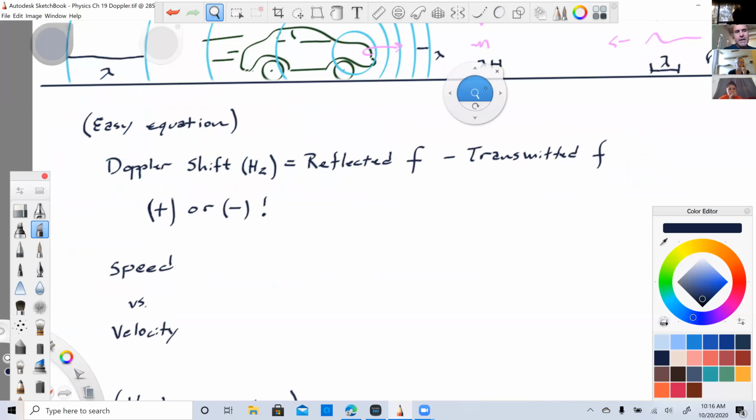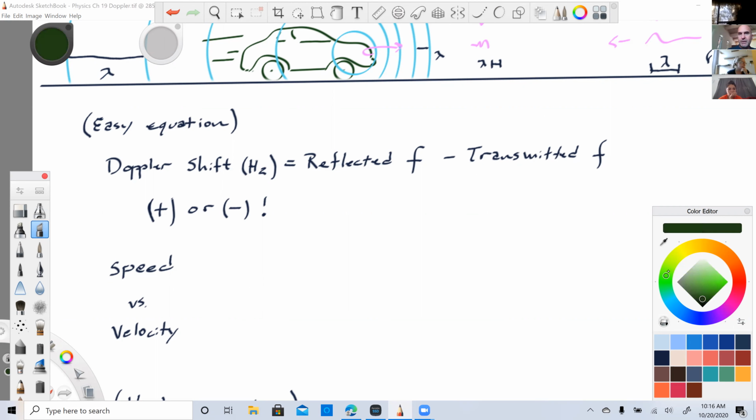So we have an easy equation, and then we have a harder equation. The easy equation is simply Doppler shift is equal to the reflected frequency minus the transmitted frequency.